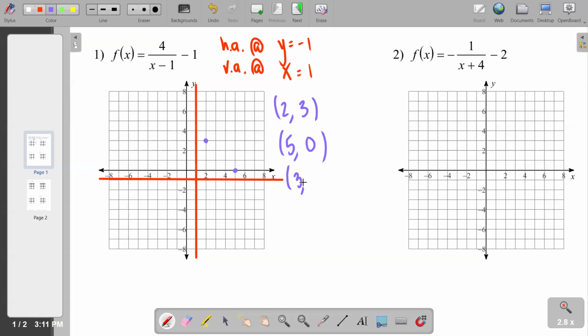3 minus 1 is 2. 4 divided by 2 is 2. 2 minus 1 is 1. So (3, 1) is a point on the graph. Quite honestly, that's enough, right? I know what generally a rational function is going to look like. It's going to approach the vertical red line asymptotically, and it's going to approach the horizontal red boundary asymptotically.